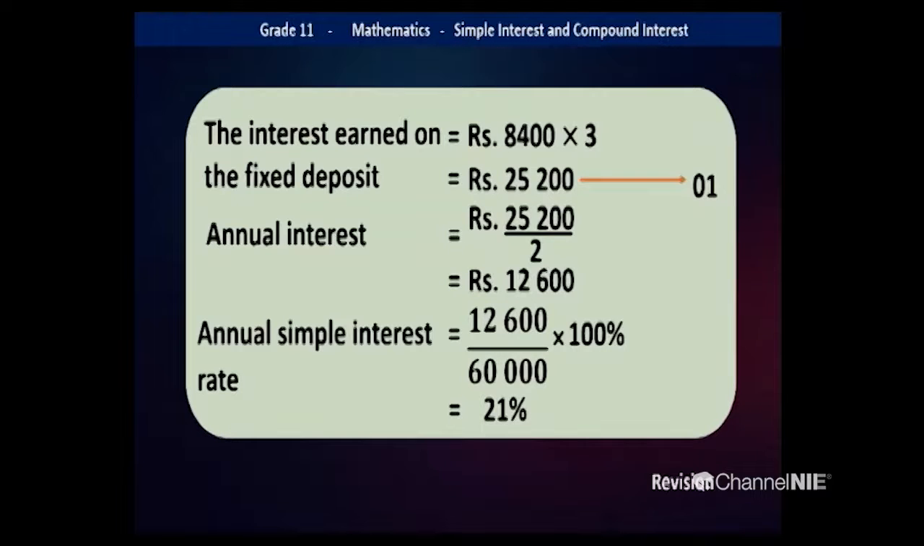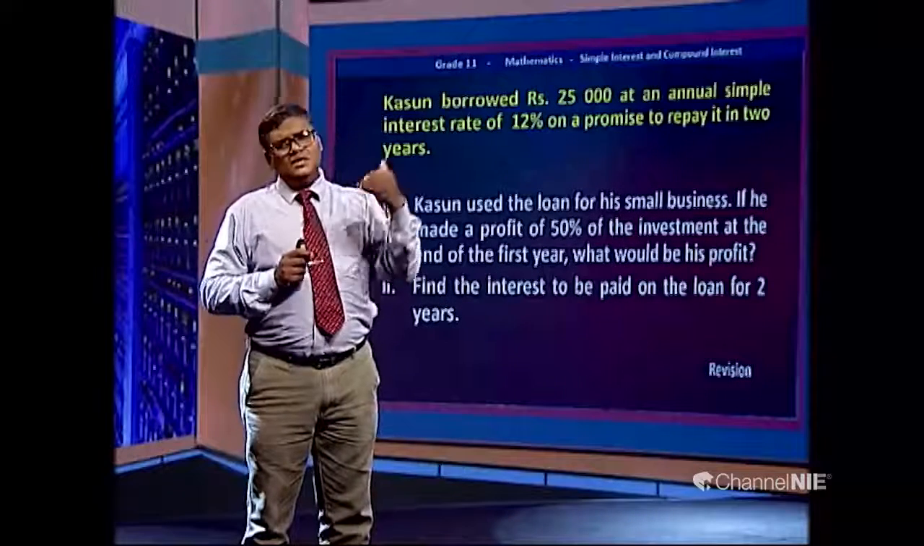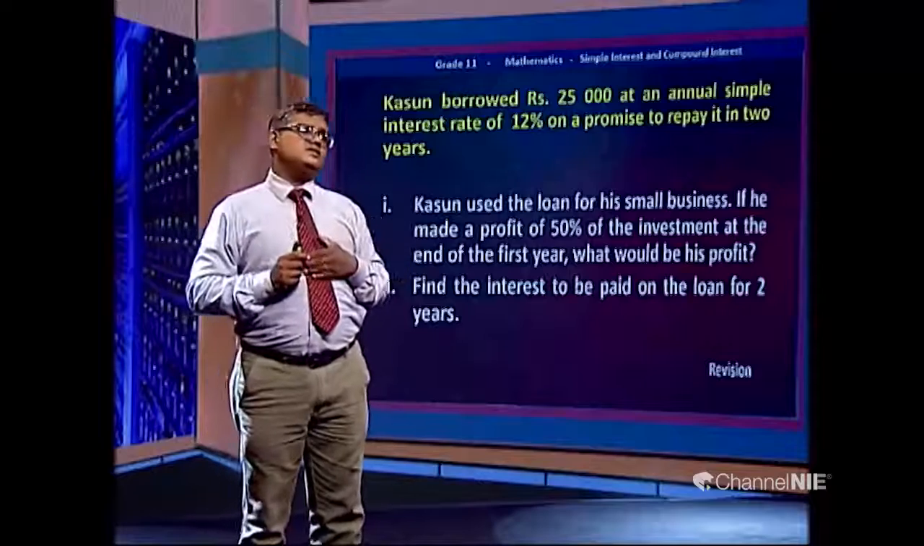1 mark. Annual interest 12,600, 1 mark. Then you have to find the annual simple interest rate. Annual simple interest rate 12,600 upon 60,000 into 100%. For writing that, 1 mark, for simplifying and getting the answer, another 1 mark. That is how you get those 10 marks. Now let us move on to another question.